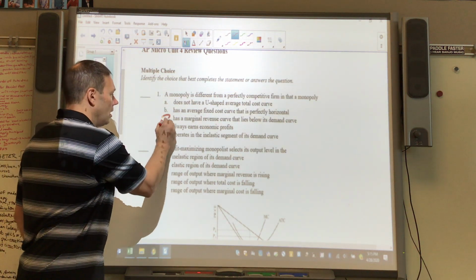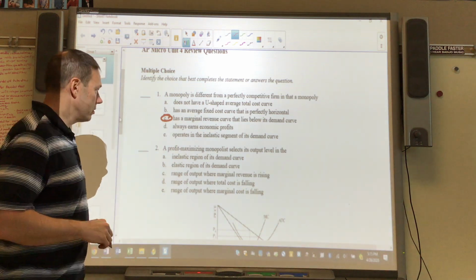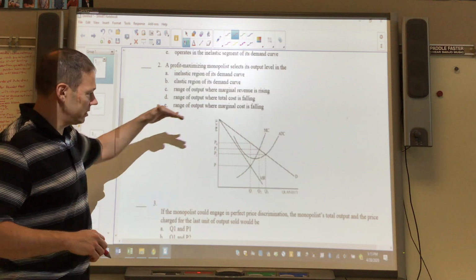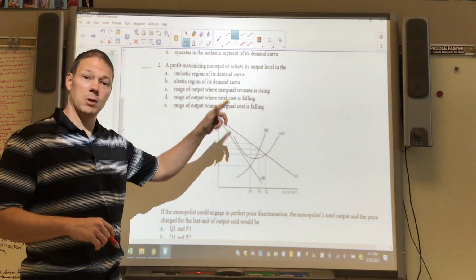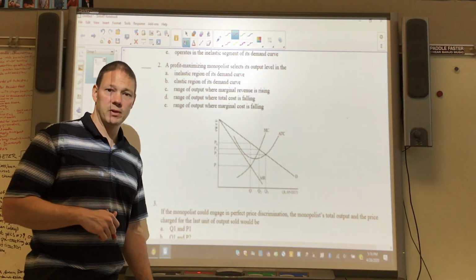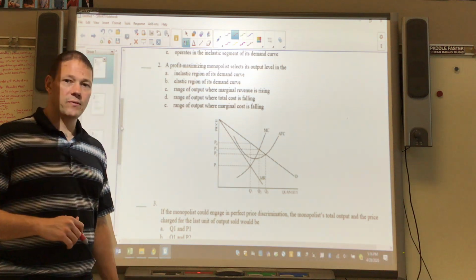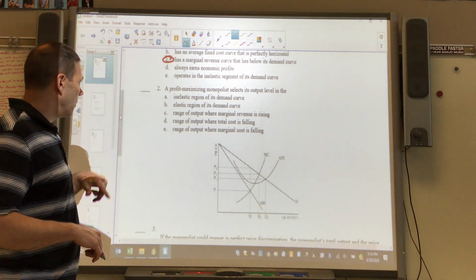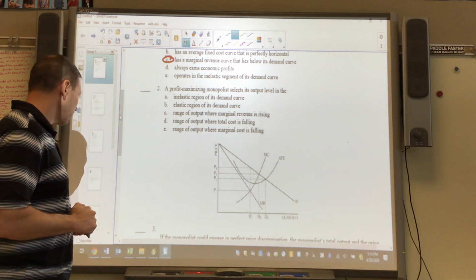Well, of course, letter C is the best answer to number one. Monopoly has a marginal revenue curve, as you can see on this graph here, that is below demand. Of course, we know with a perfectly competitive firm, marginal revenue equals demand, and that's a horizontal line for the firm. So C is the best answer there.